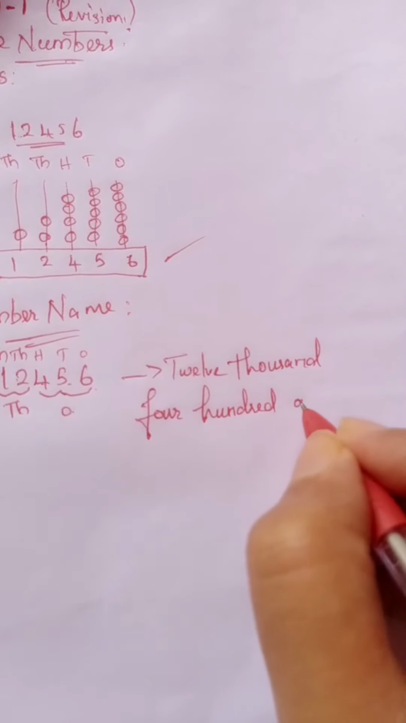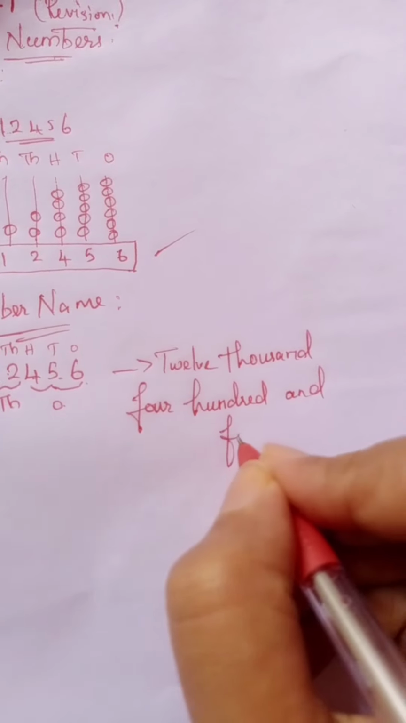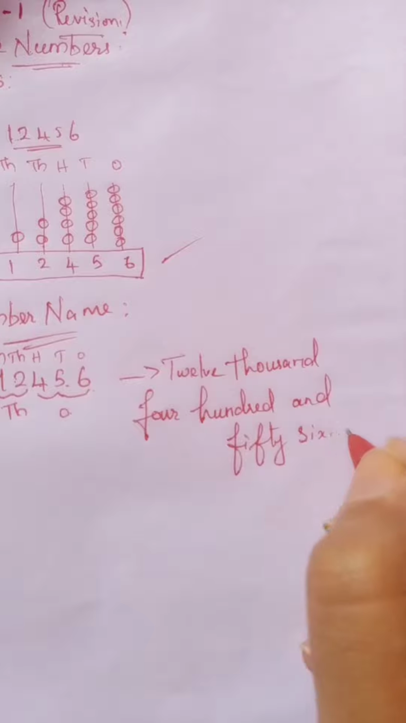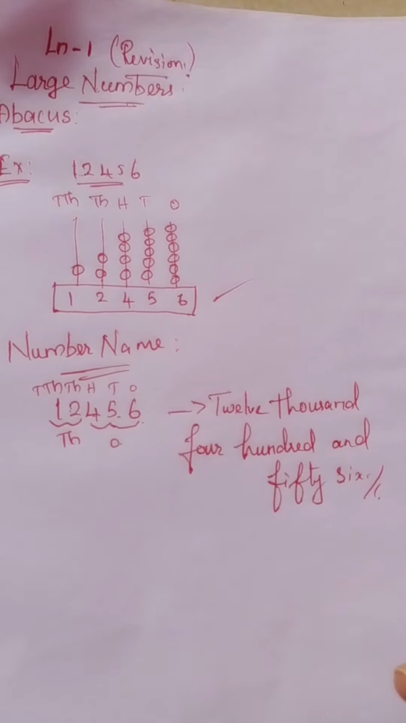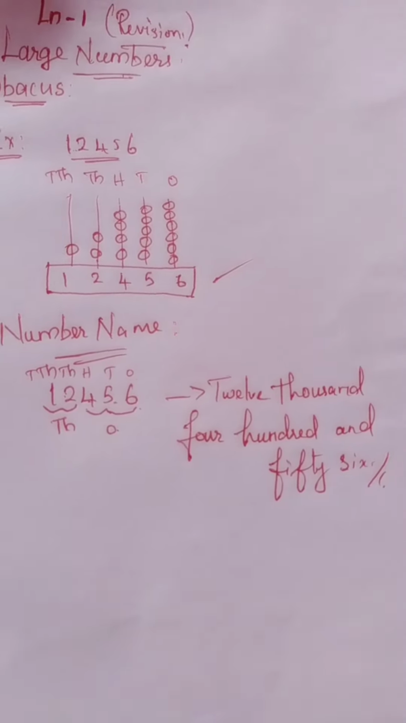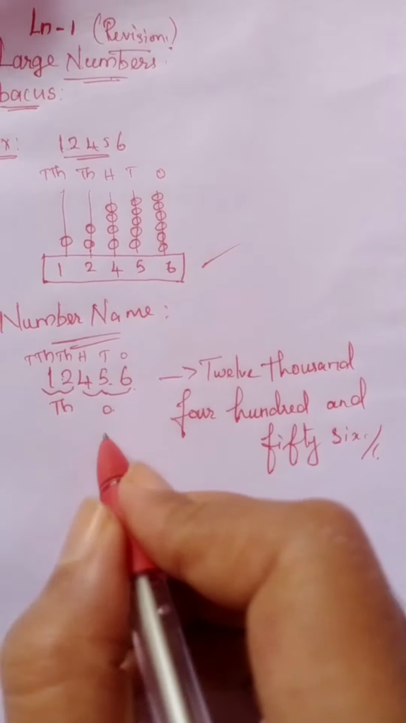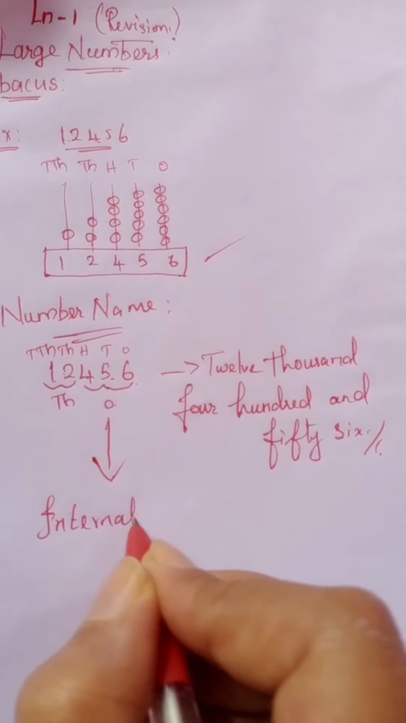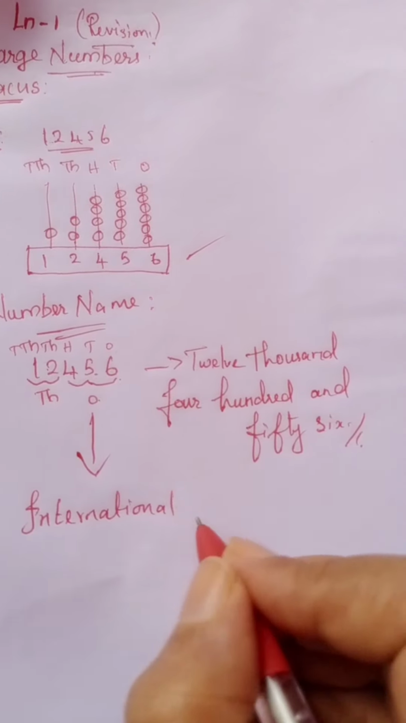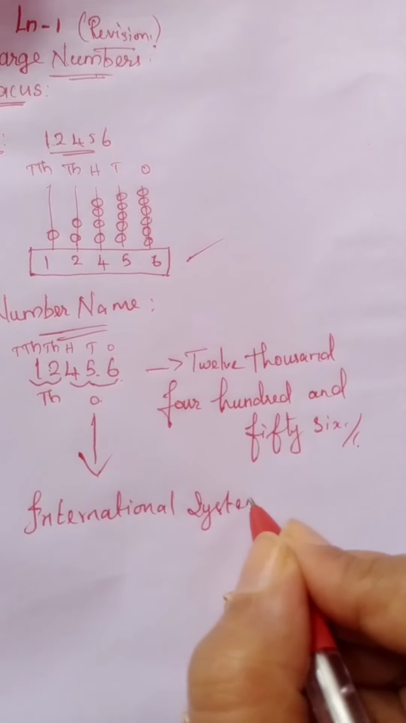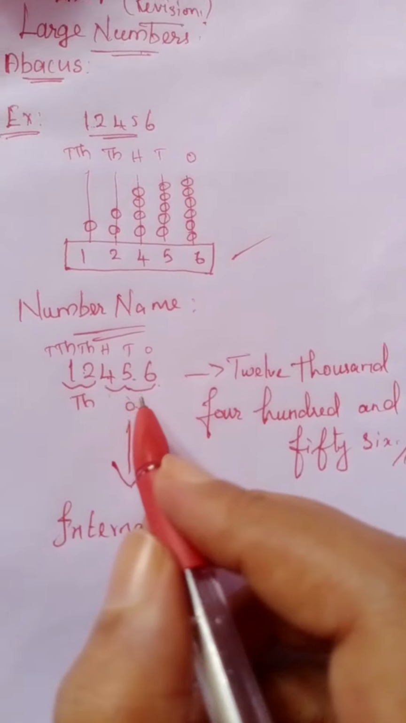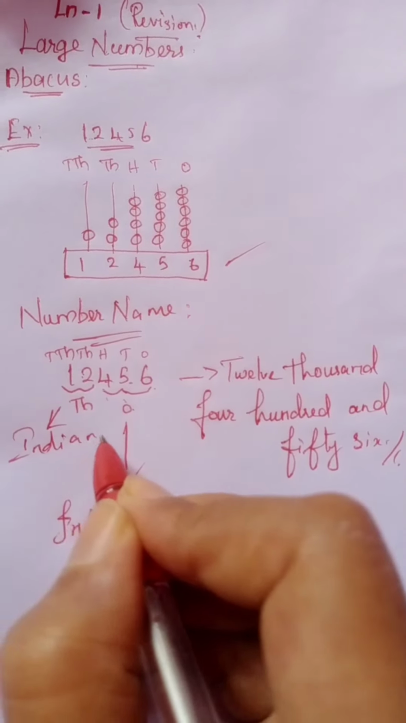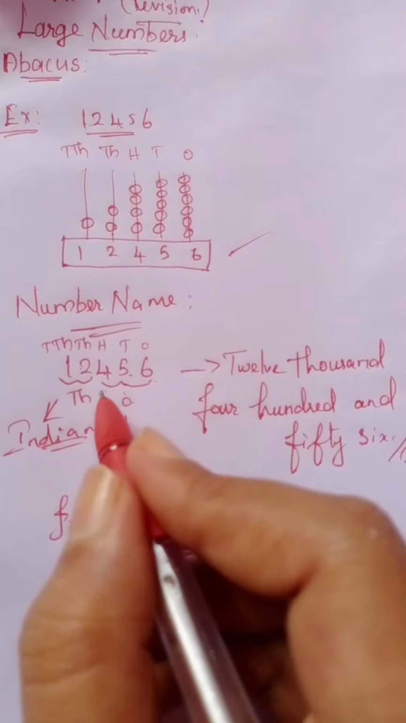So 1 and 2 are the thousands family, so 12,000. 4, 5 and 6 are in the ones family, so 456. Now let's write the number name of that number in the international system. So students, remember that the upper part is the Indian system. Now we are going to convert that Indian system into the international system.